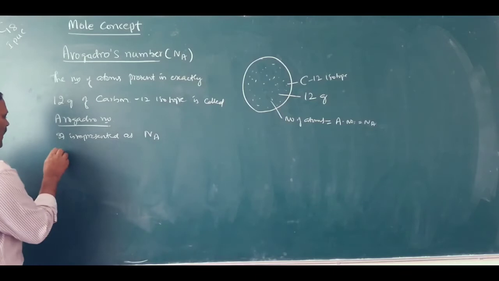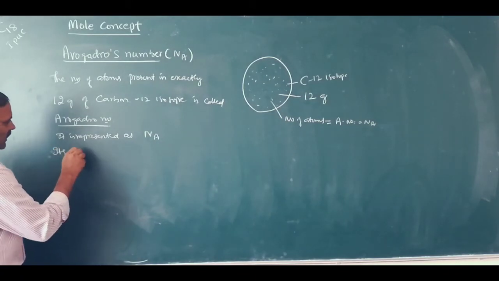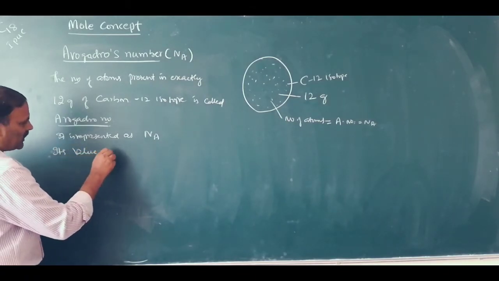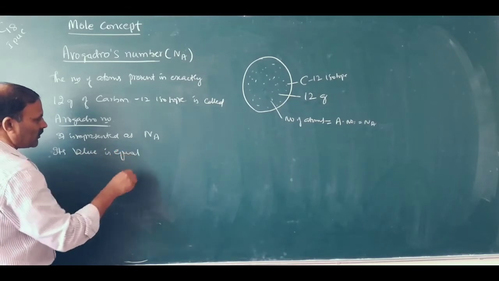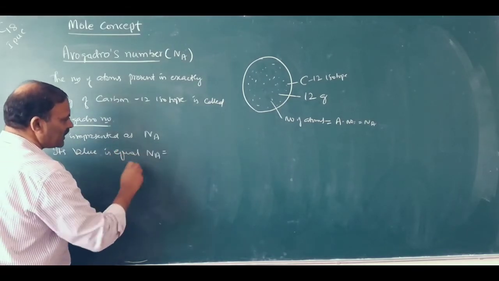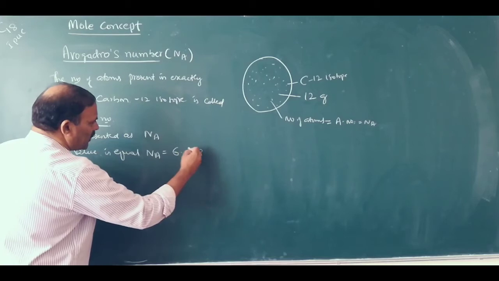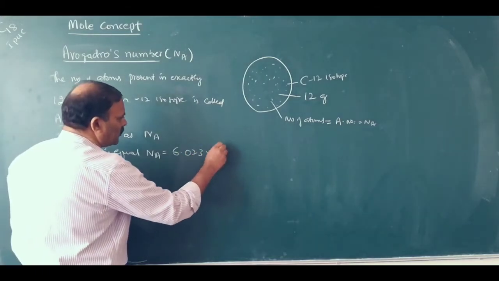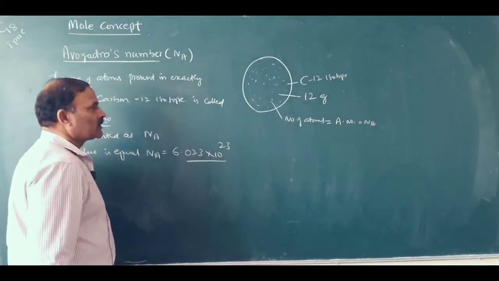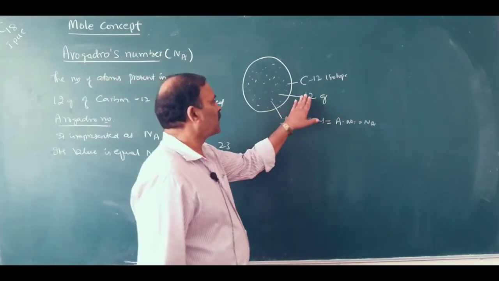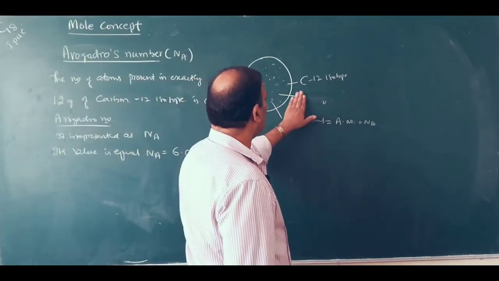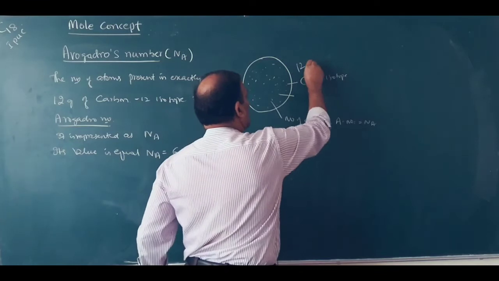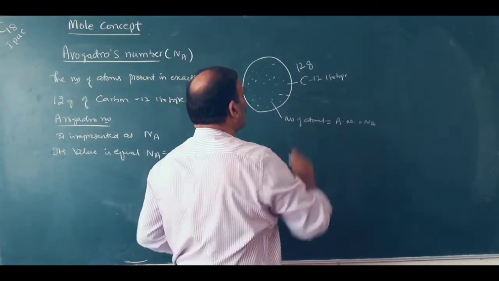So its value is equal to Avogadro number, that is Na is equal to 6.023 into 10 to the power of 23. Here I have taken 12 gram of carbon 12 isotope.